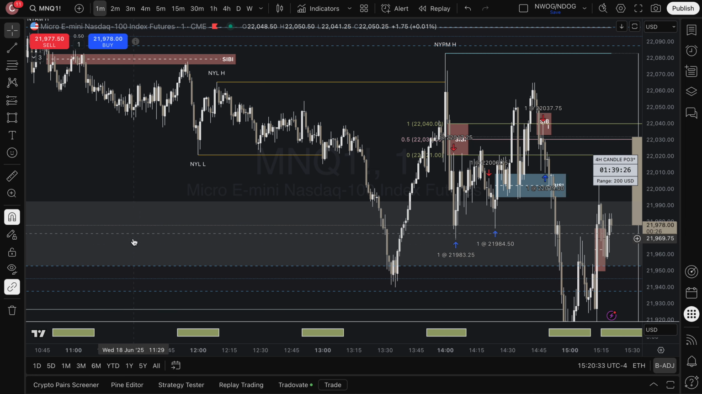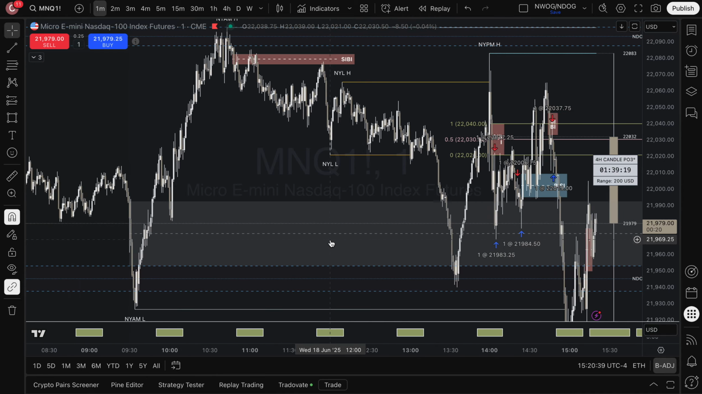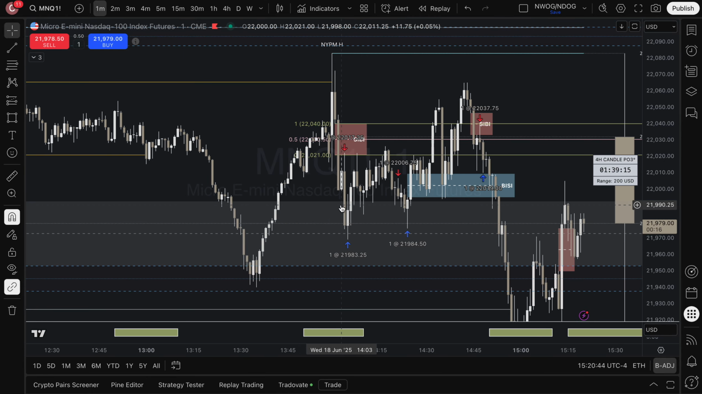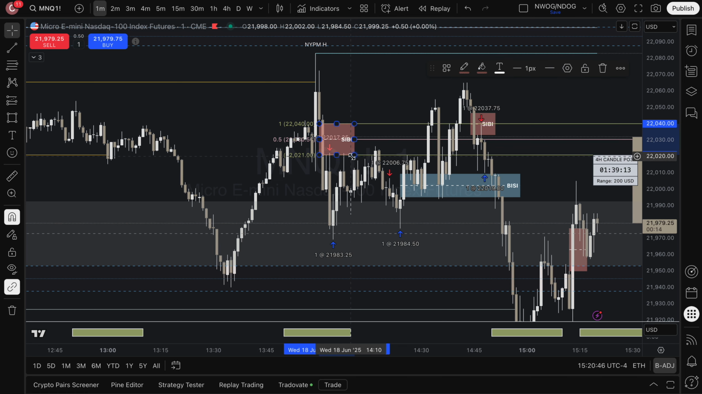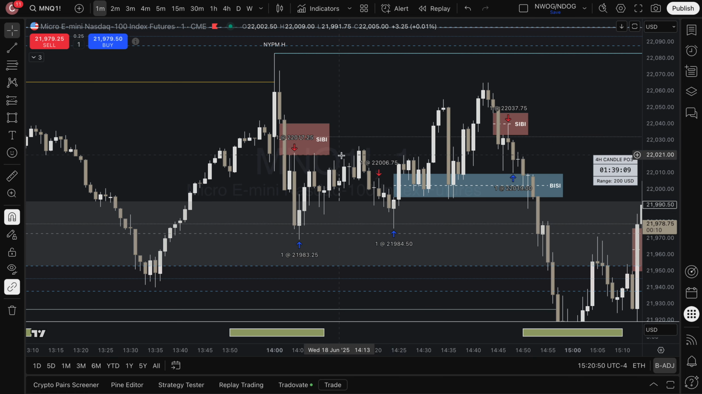This opening range gap is good for the whole day. As you can see, we bounced off of it here. We almost bounced off of it here. Right? So we came down. We came back into this SIBI. It tapped into it.